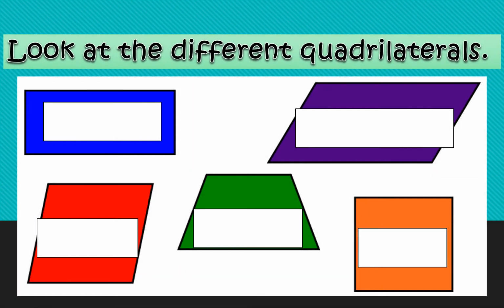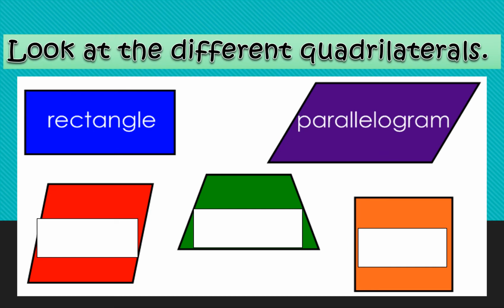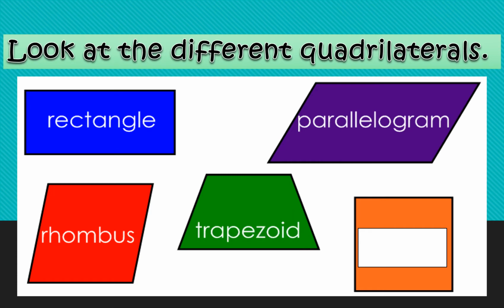Okay, now this time, look at the different quadrilaterals. Can you name the quadrilaterals? For the blue one, what is the name of the quadrilateral? Correct. It's a rectangle. Okay, next, the violet. Amazing. It's a parallelogram. Next, red. Exactly, it's a rhombus. And then the green one. Fantastic. It's a trapezoid. How about the orange? Correct. It's a square. So that is the name of a quadrilateral and a triangle.